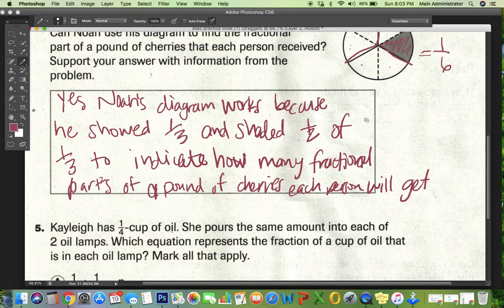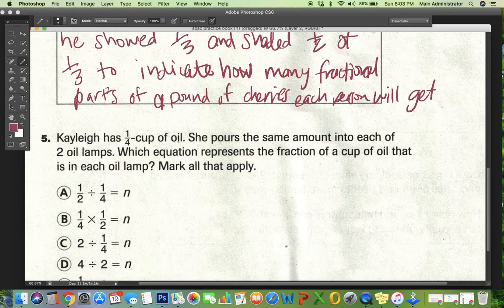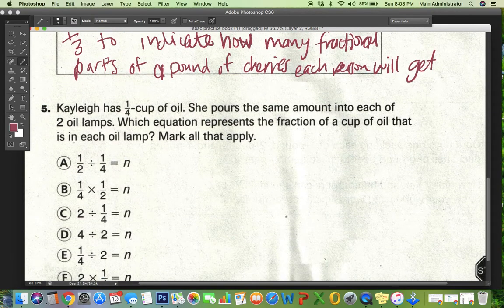Let's take a look at number 5. Kayla has 1/4 of a cup of oil, and she pours the same amount into each of 2 oil lamps. Which equation represents the fraction of a cup of oil that is in each oil lamp? So she started with 1/4. Okay, I'm going to just write this out. She started with 1/4. She's pouring the same amount into each of 2 oil lamps, which means she's dividing it up by 2. That's going to give me my number.